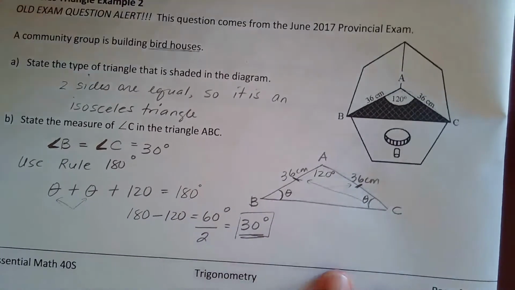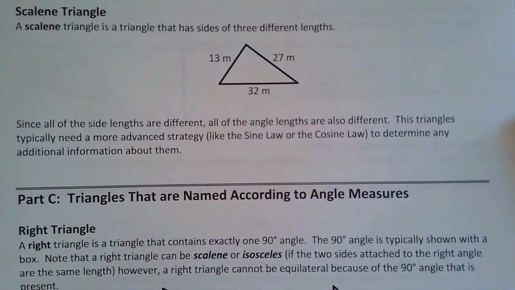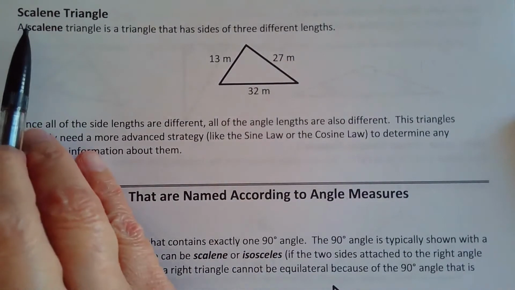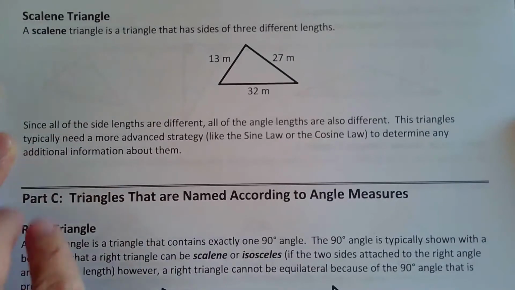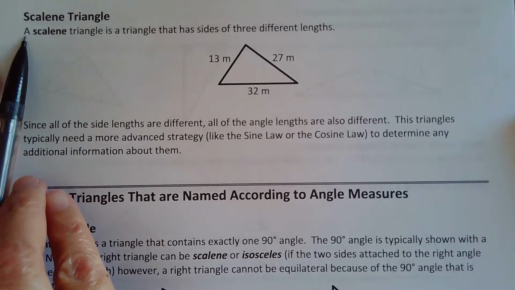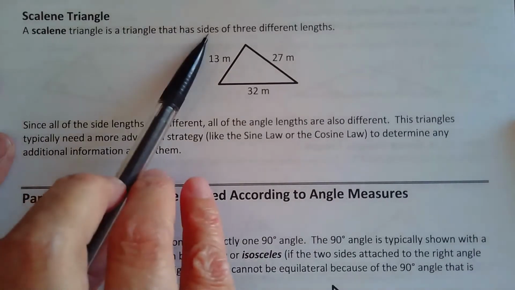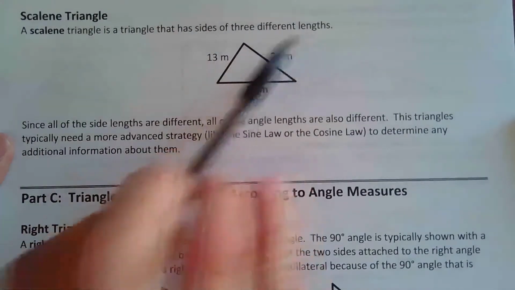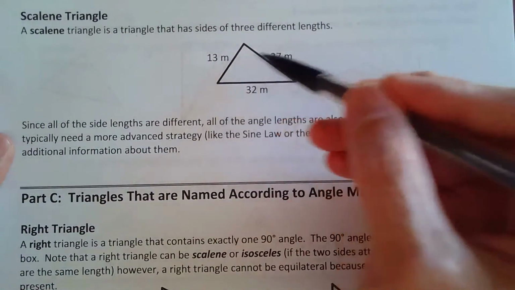Okay, so what do we have so far? We've done the equilateral triangle and the isosceles triangle. Now, the scalene triangle. A scalene triangle is a triangle that has sides of three different lengths. So now this one here has three different lengths.